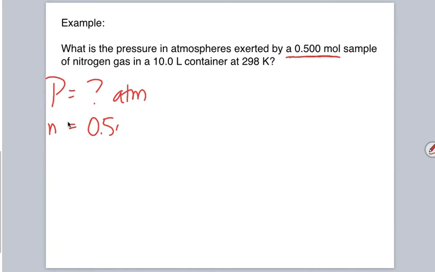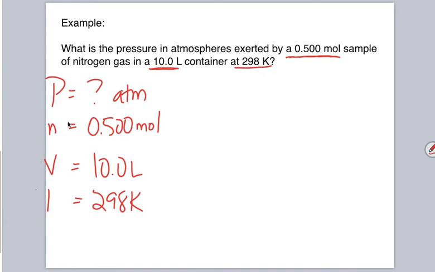And so we have 0.500 moles of nitrogen gas, so that doesn't really matter for us right now, in a 10-liter container. 10 liters, that's a measure of volume, at 298 Kelvin. 298 Kelvin, well, that's a temperature. And so when we look at this data, you've got pressure, number of moles, volume, temperature, and you only have one of each. And so that means we're going to use the ideal gas law, PV equals nRT.